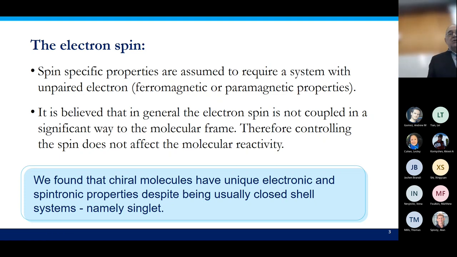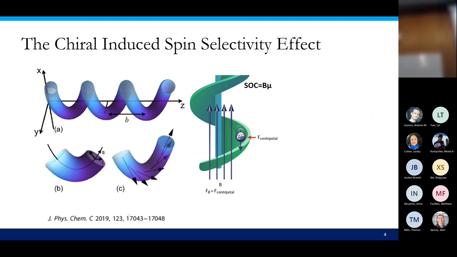So, okay, so I'm going to show you now that chiral molecules really break all the assumptions I just mentioned. So, what are chiral molecules? Here I give a simple scheme of chirality. In principle, chiral molecules means that the electron is going in an asymmetric way in the molecule. The potential in chiral molecules, no matter what the secondary structure of the molecule is, is always helical.